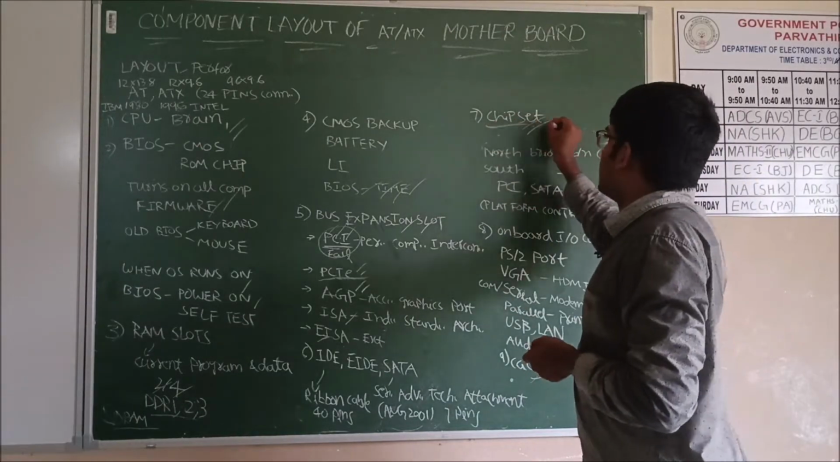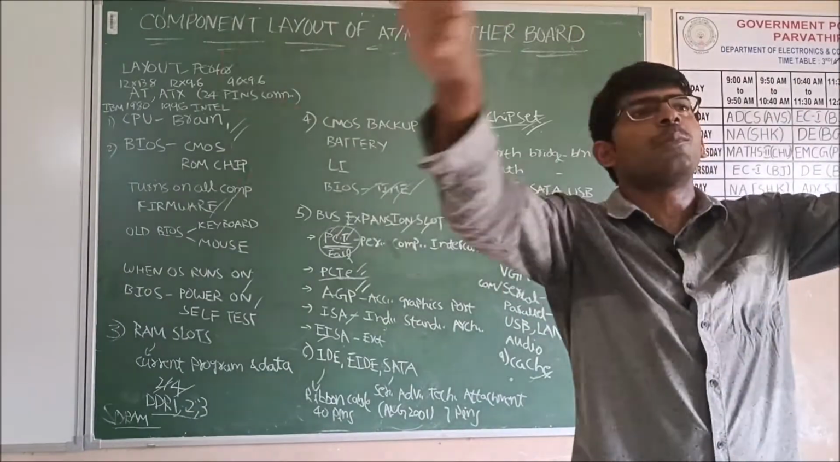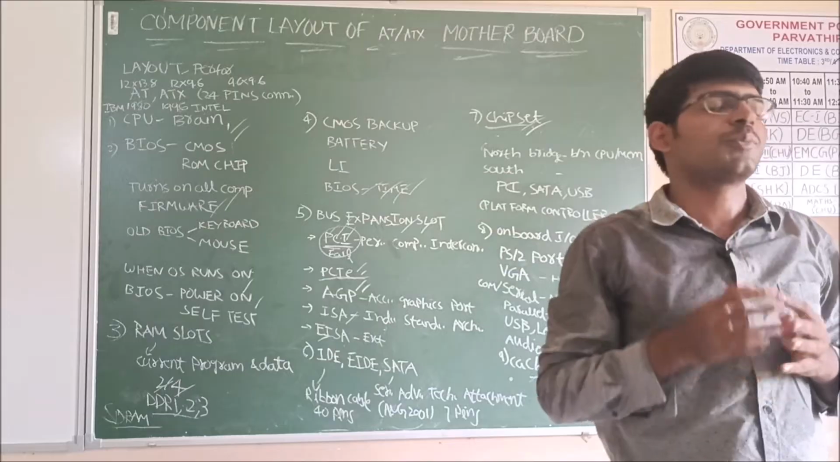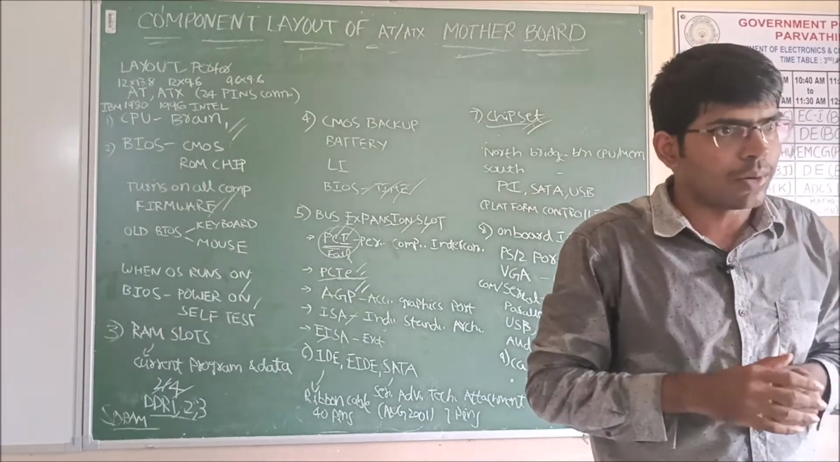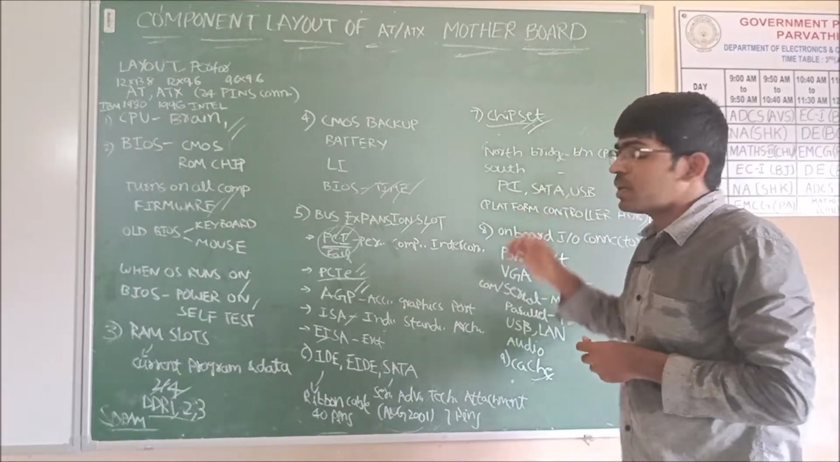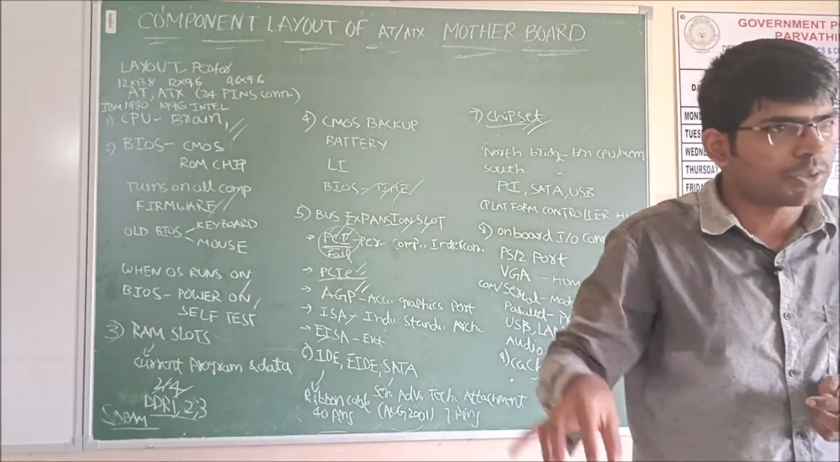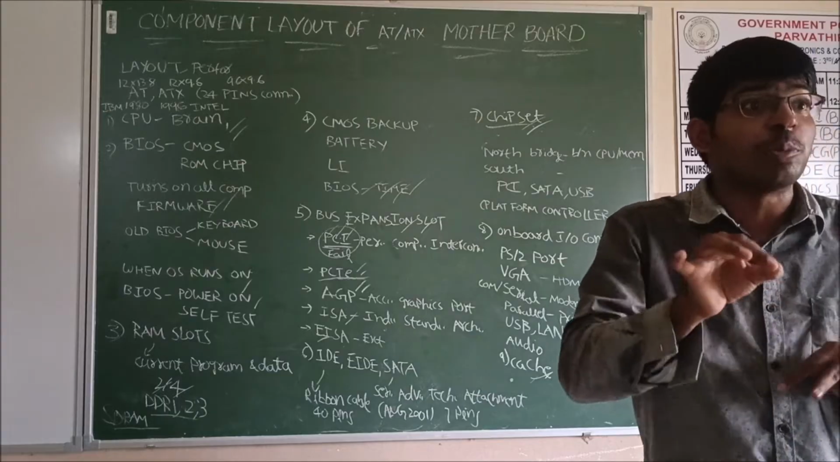Now what is this chipset? The processor wants to communicate with all the components, but the components cannot understand the processor's language. So some chips are there to understand the language of the processor. In order to communicate with the processor, we have these chips. We combined these chips and called them a chipset.